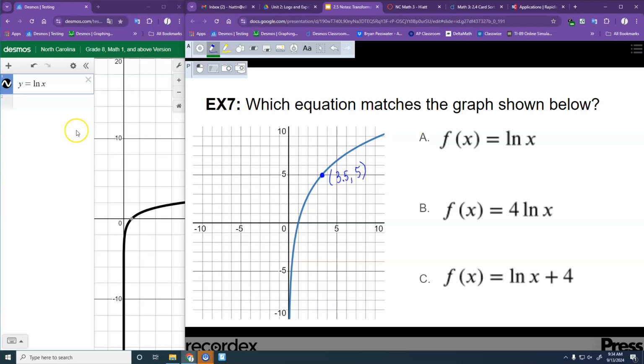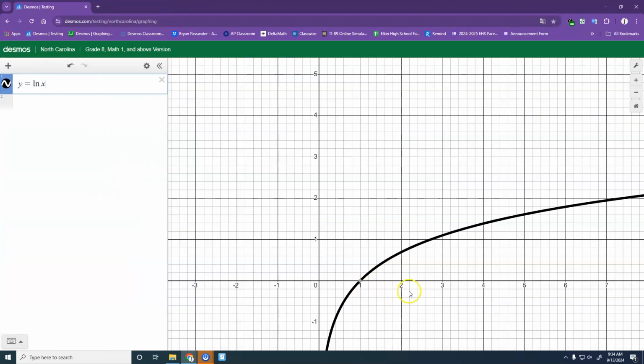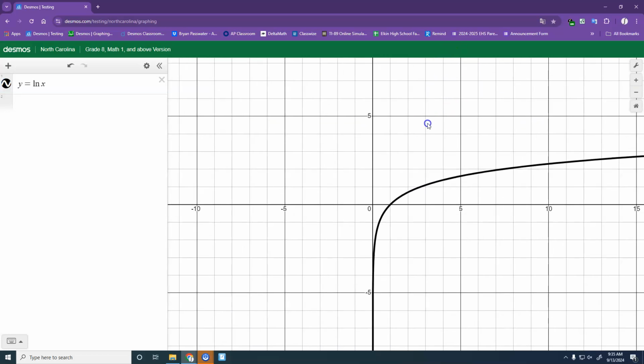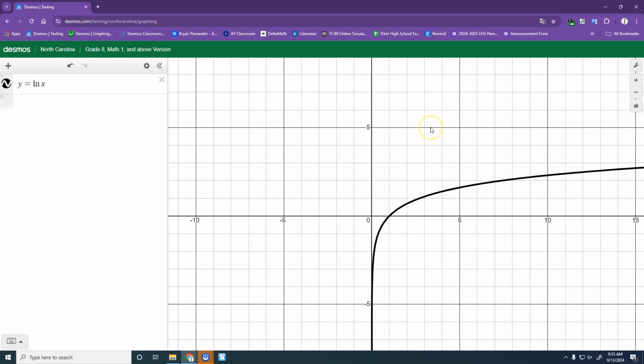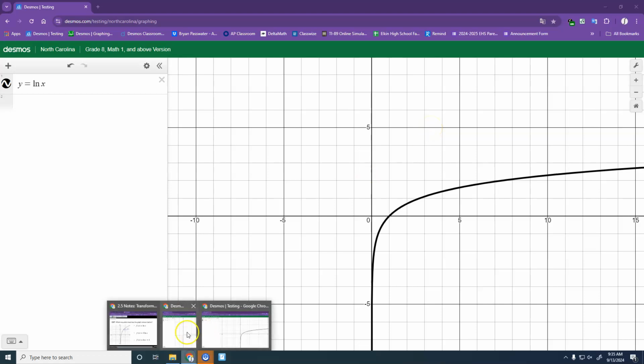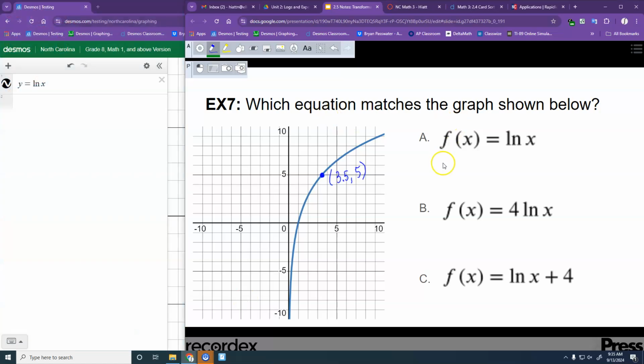On this graph, let me make this full screen so we can see it. 3.5, 5. No, 5 would be up here, right? 3.5, 5. Is that on this graph? It is not. So while it's got the same shape, I don't think it is A. Okay? That leaves B or C.